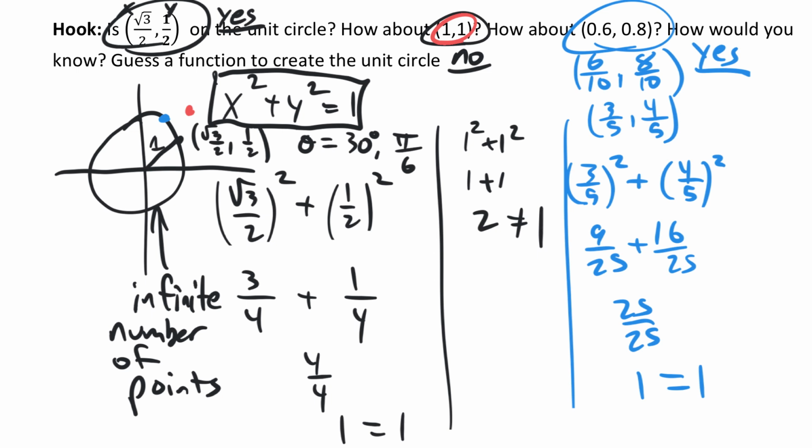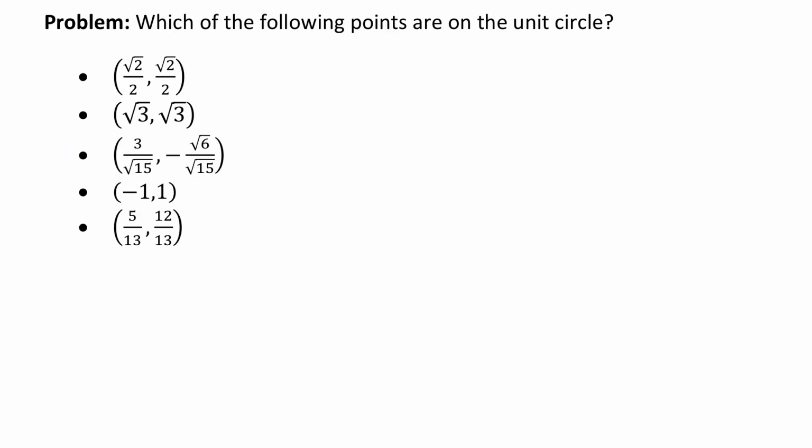Now, of course, by saying there's an infinite number of points on the unit circle, I have to be careful here. There's also an infinite number of points that are not on the unit circle. And so, again, the way we know is by plugging it into the equation. So which of the following points are on the unit circle? Go ahead and go through these 5 points and see which ones are and which ones are not. So pause the video and give it a try.